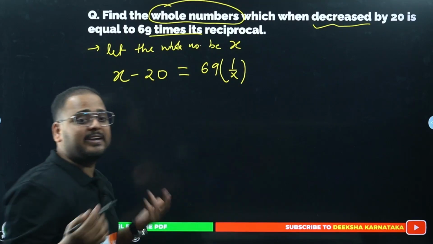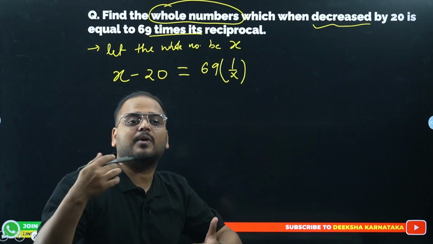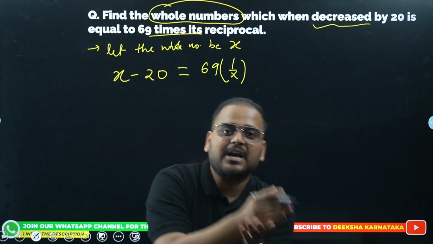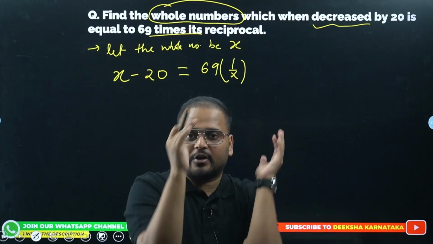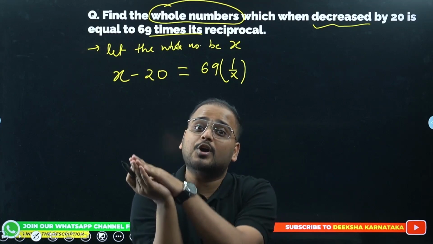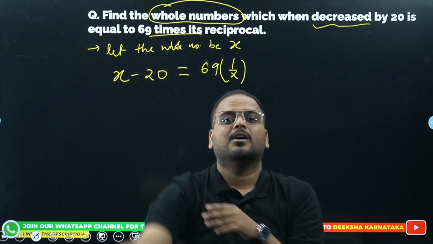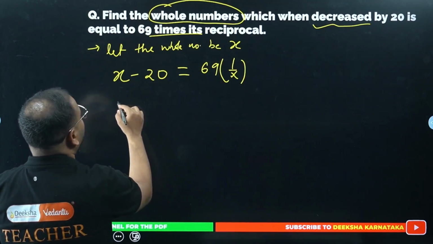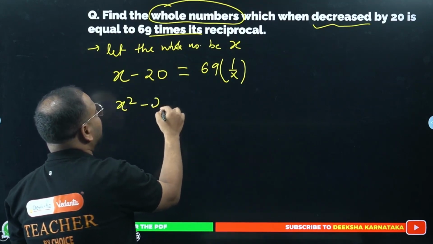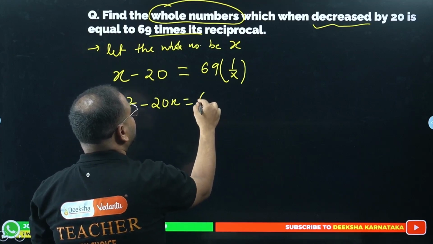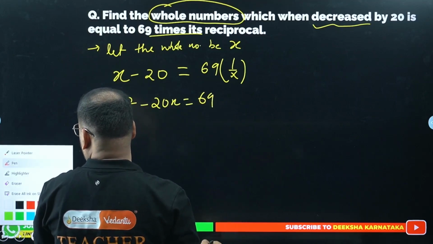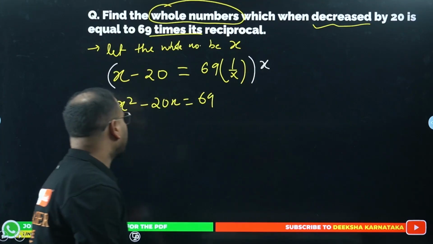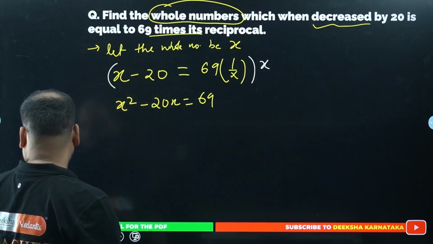The situation is about the whole number. So they are saying that if the whole number is decreased by 20, then the number you get after decreasing becomes equal to 69 times the what? Reciprocal of the number. Let's simplify this. I'll get here x square minus 20x equals 69. How, sir? Nothing. Multiplying everything by x. Okay, great. I hope this is clear.